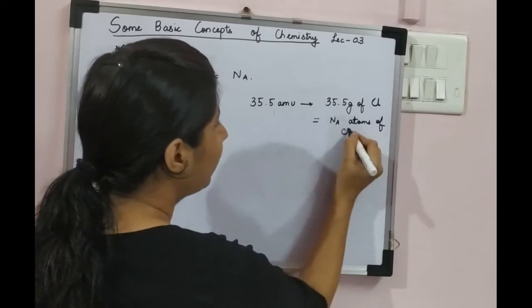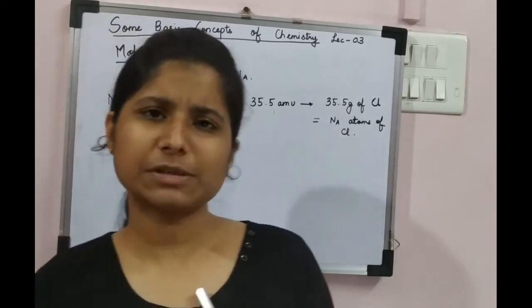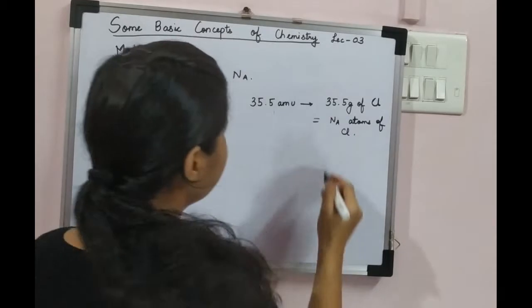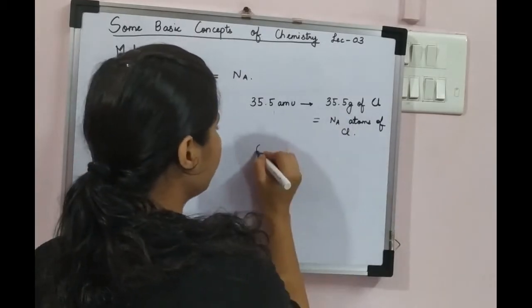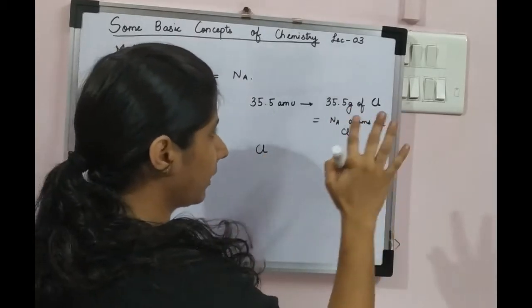Now, with gases, this becomes a little tricky. What happens if I take Avogadro number of atoms of chlorine? Now, let's not take Avogadro number.